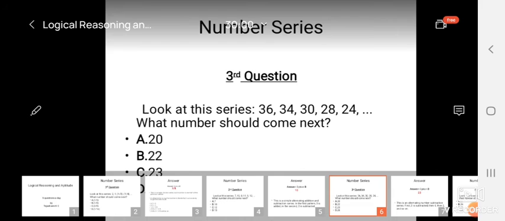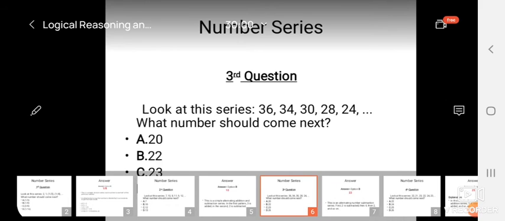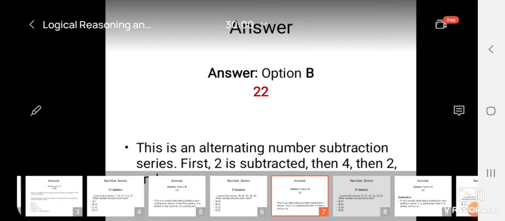If you see the series, 36 minus 2 is 34, 34 minus 4 is 30, 30 minus 2 is 28, 28 minus 4 is 24, 24 minus 2 is 22. So the option is 22.